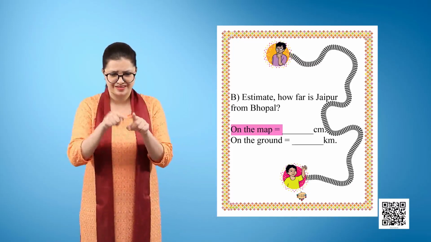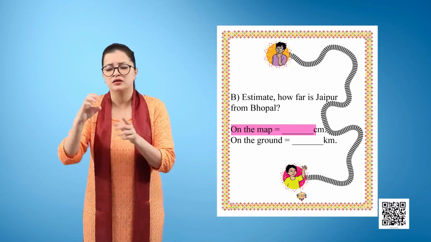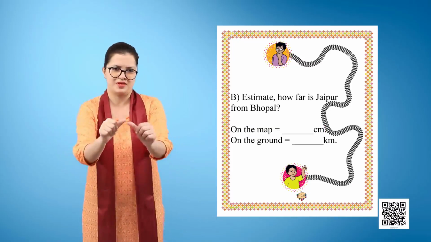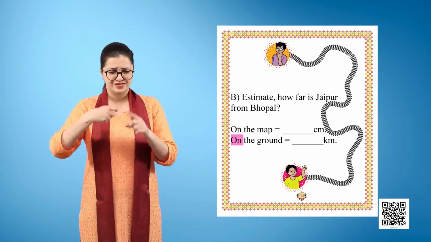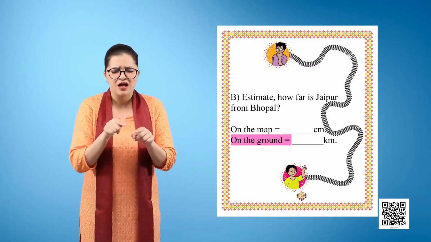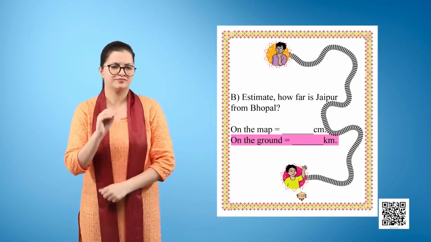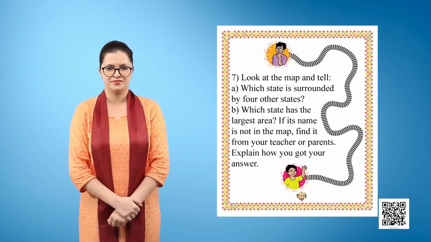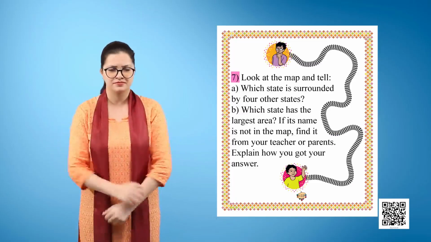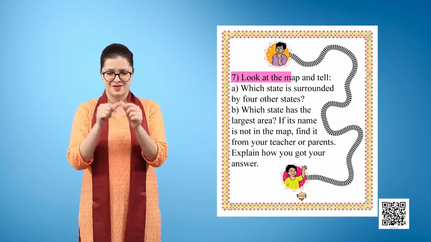On the map is equal to dash centimeters. On the ground is equal to dash kilometers. 7. Look at the map and tell.